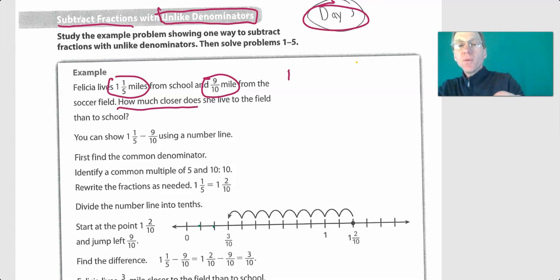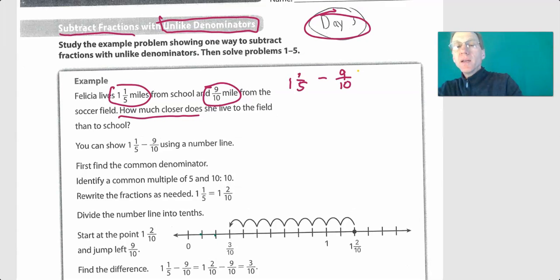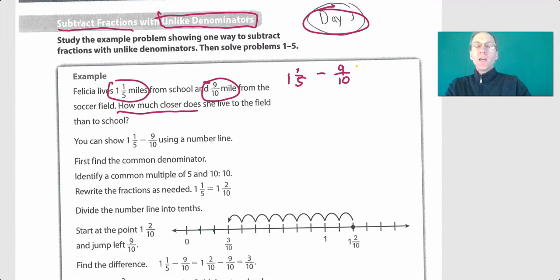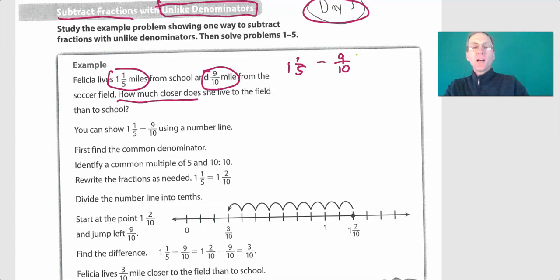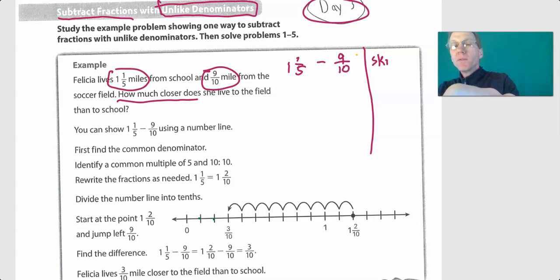So we have to have 1 1/5, whenever we're comparing things, minus 9/10. Okay, and let's see if I can clean that up. And so basically we need a common denominator. The easiest thing to do, and I think we did this on the previous one, or if you were at one of the lessons, is you skip count.